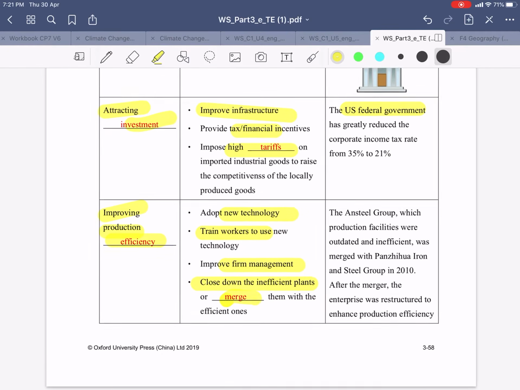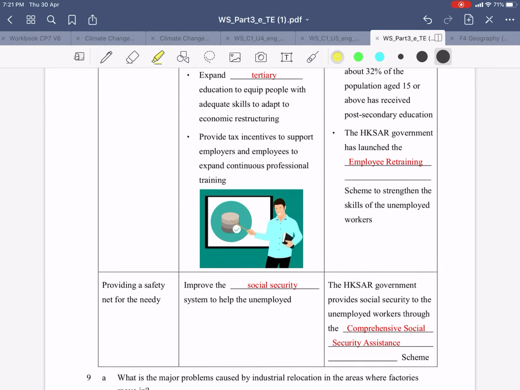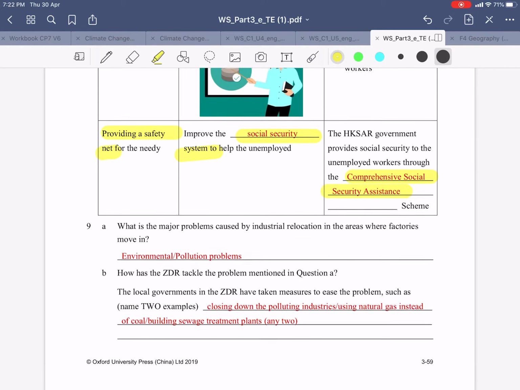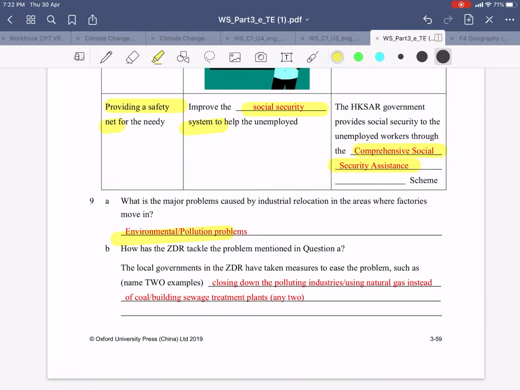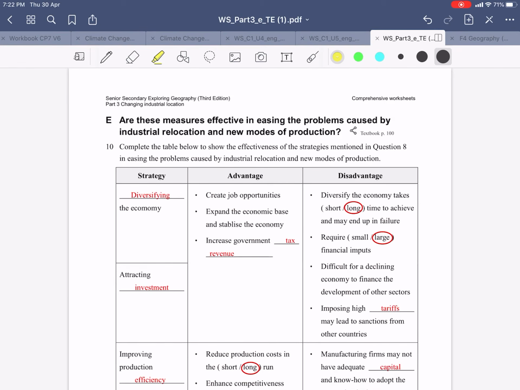Upgrading workers' skills, and also providing a safety net, just like the social security system, 綜援 comprehensive social security assistance schemes. But the environmental problem has not been addressed yet. How to tackle it? Close down polluting industries, use natural gas instead of coal, and build sewage treatment plants. Those are the things that we can do.